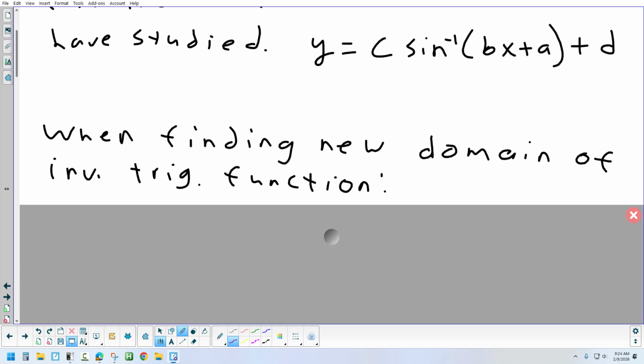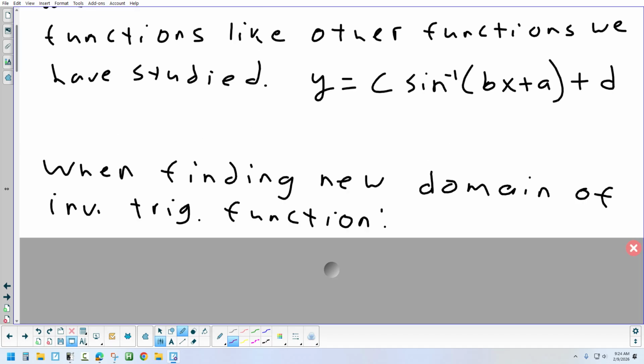All right, so how do we find the new domain? Well, there's a couple ways you can do it. First thing you have to know is what letters for the transformations, the A, B, C, and D, which 2 letters would affect domain? Josh? A and B, yes. Because that's the horizontal shifting and stretching. C and D affect the range.